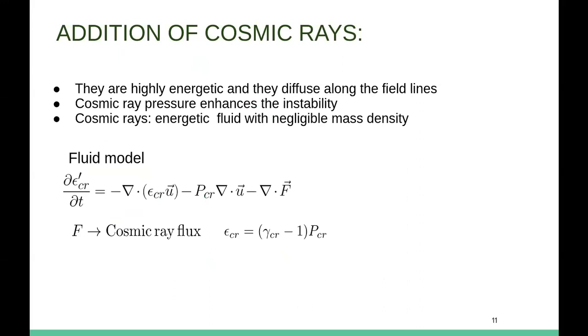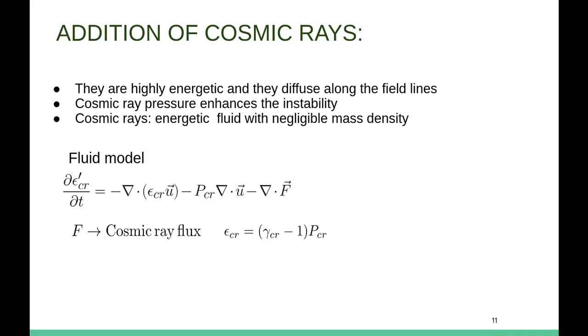The next step is to add cosmic rays to the system. As I said before, cosmic rays are highly energetic, massless fluids, which can enhance the instability and can have significant effects on its saturation. In order to do this, we model cosmic rays as a fluid, and so we have to add another equation to the whole system, which is given here. Here, epsilon CR is the energy density of the cosmic rays, P_CR is the pressure associated with cosmic rays, and F is the cosmic ray flux. And here we assume a non-Fickian model for the diffusion of cosmic rays.